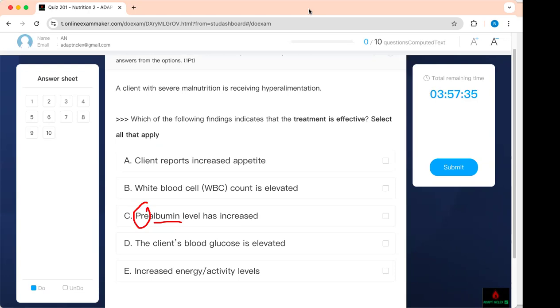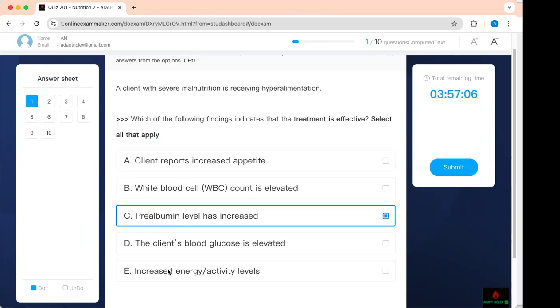That's a good one. The client's blood glucose is elevated. Another trap. You think, you're eating, so your glucose goes up. Patient is receiving hyperalimentation. I expect the glucose to go up. And if it's too high, that is a complication related to the TPN. Increased energy and activity. Yes, when your protein and everything increase, you start to have some energy and do the things you're supposed to do. And those are signs and symptoms of resolving of your malnutrition. So those are the two.